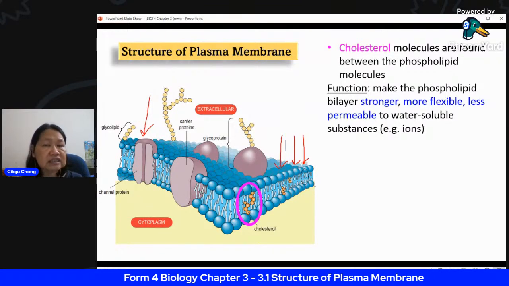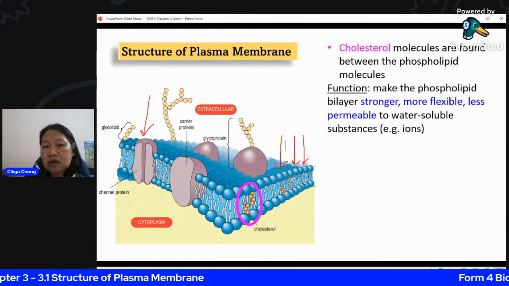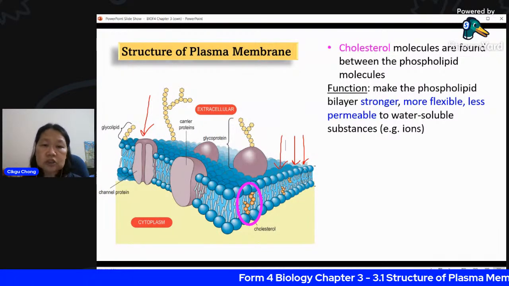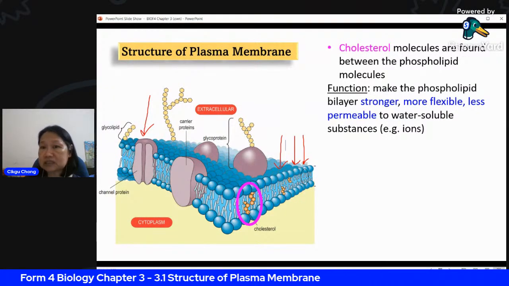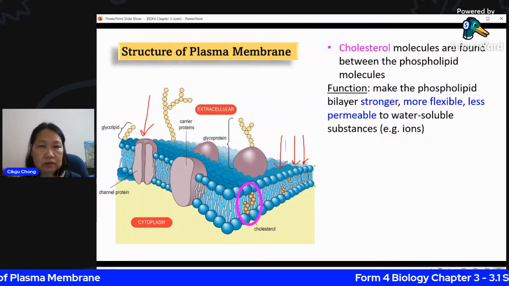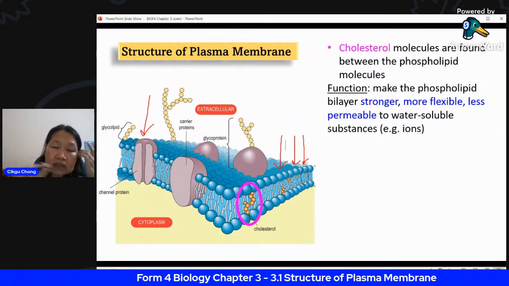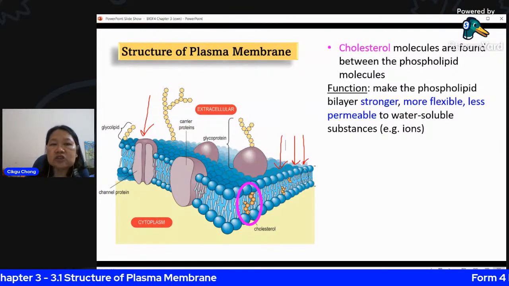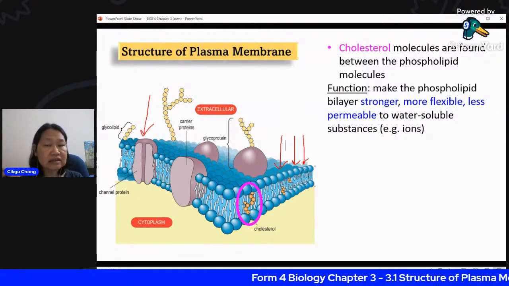That will be a second lesson, 3.2. We'll talk about it next week, about what can pass through the phospholipid bilayer. One of the things that cannot pass through is water-soluble substances, because of the cholesterol. It is not water-soluble, so it will not allow water to pass through. If water wants to pass through, it has to go through another entrance: the channel proteins and carrier proteins. You will learn this in the next lesson.